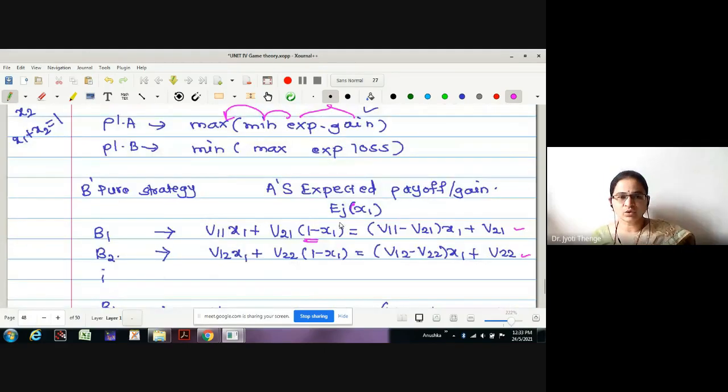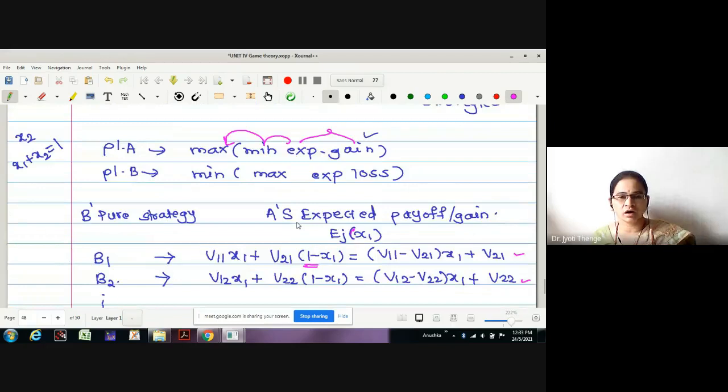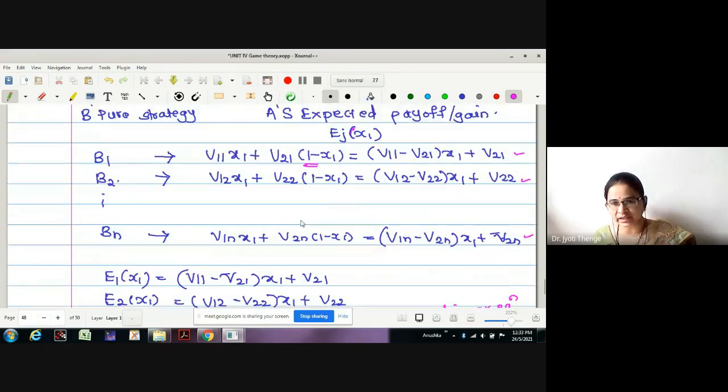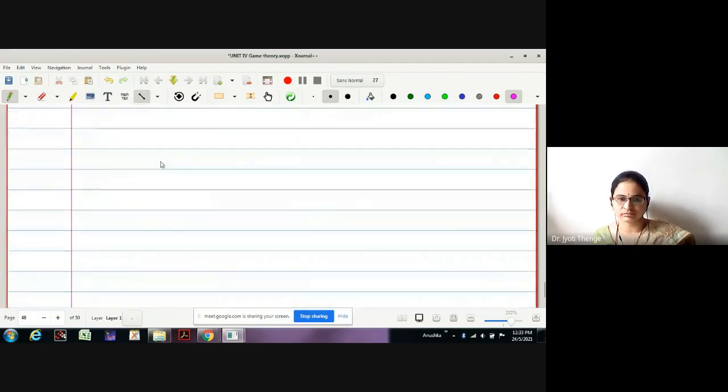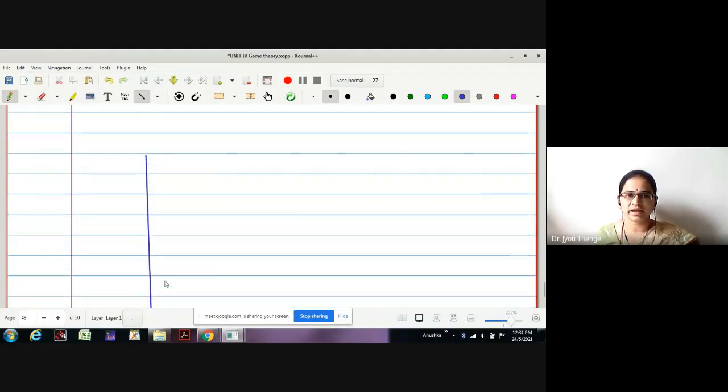Now we are going to plot these entries on a graph between the two lines x1 equal to 0 and x1 equal to 1. Let me show you how. This is one line I have drawn. Not cross, let me redraw it.